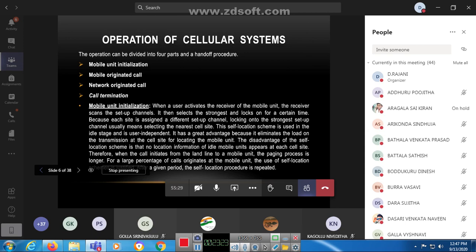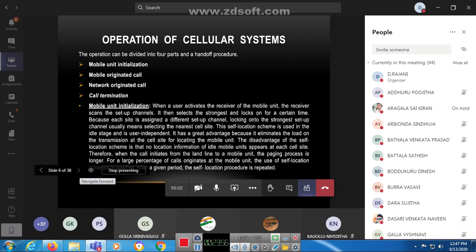For operation of a cellular system, it requires 4 main parts: mobile unit initialization, mobile originated call, network originated call, and call termination. For mobile unit initialization, basically the transmitter initializes and the receiver scans the channel, what the required channel is, and it will send the transmitting signal. Again the call will be retransmitted likewise. So that is the mobile unit initialization.